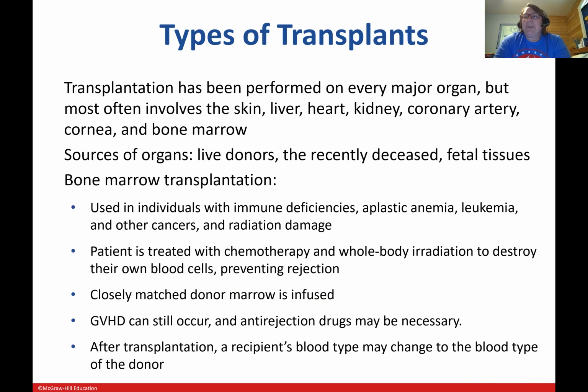So we have had transplants on virtually every major organ, but most commonly it's going to be skin, liver, heart, kidney, coronary artery, cornea, or bone marrow. Those are the most commonly implanted tissues in transplants. And sometimes you can have a live donor, so people can get by with only one kidney. So sometimes family members will donate kidneys to other family members to allow them to not have to stay on dialysis for an extended period of time.